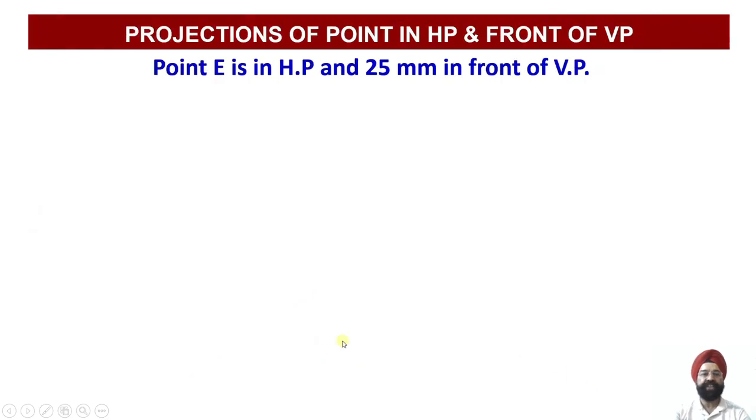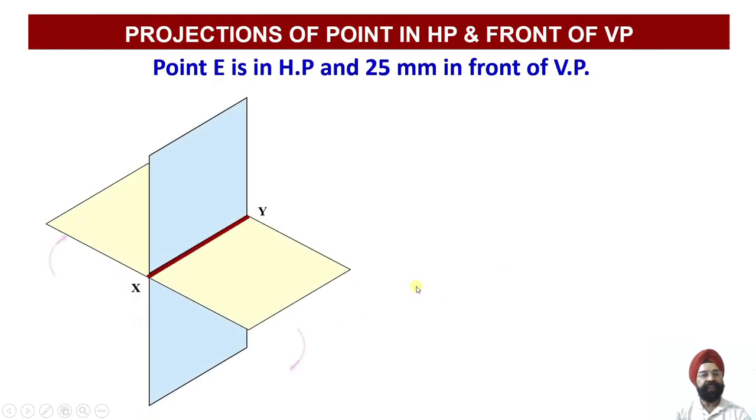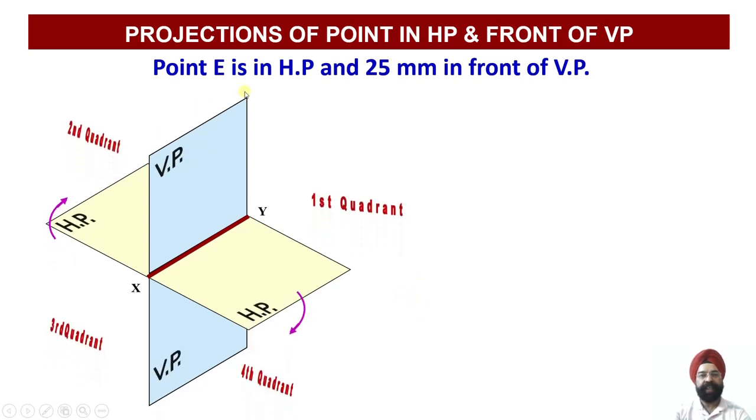Now let us pick up case number 5. Once again we are going to locate the point in space. So these are our 4 quadrants. Now this is a point E, which is lying in the horizontal plane, and it is 25 mm in front of VP. So just check it out. This is a point which is lying in the horizontal plane, and it is 25 mm in front of VP. So once my point is located, I find that my point E lies on HP and is at a distance of 25 mm from my vertical plane.